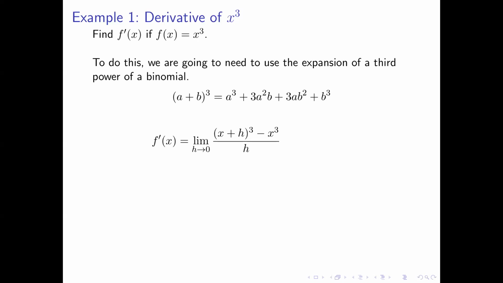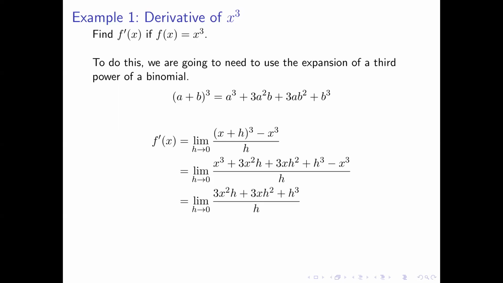We're trying to find f prime of x, which can be defined as the limit you see here. The limit as h approaches 0 of f of x plus h, that's x plus h cubed, minus f of x, which is x cubed here, all over h. And if we apply our binomial expansion formula to x plus h cubed, we get what you see here up in the numerator. Notice in the numerator, we have x cubed minus x cubed with some other terms in between. And so those combine to 0. So this is what we're left with after we combine those like terms.